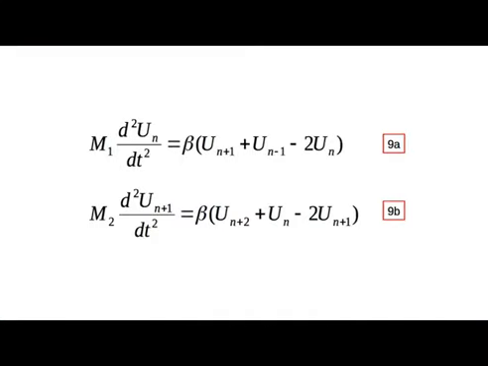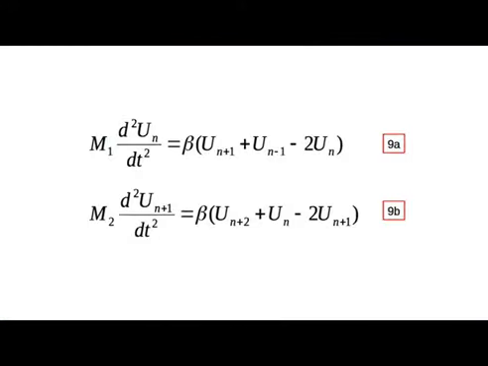And first we write the equations of motion. M1 d squared UN by dt squared is equal to beta into UN plus 1 plus UN minus 1 minus 2 UN. It will be easier for those who remember the derivation which we did in the last session. So, I am not repeating what we told in detail in the last session. M2 into d squared UN plus 1 by dt squared is equal to beta of UN plus 2 plus UN minus 2 UN plus 1.